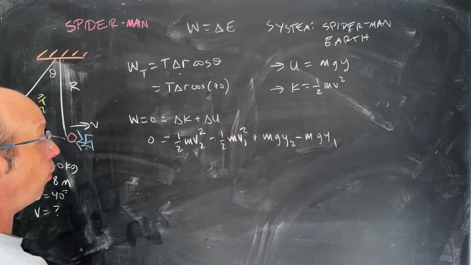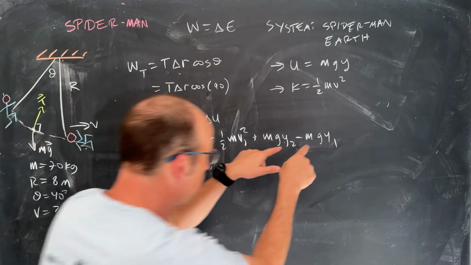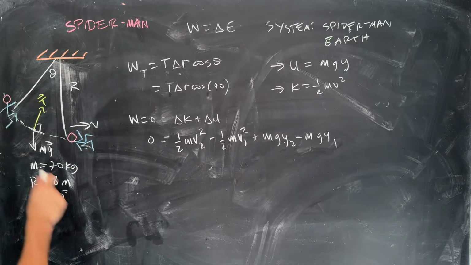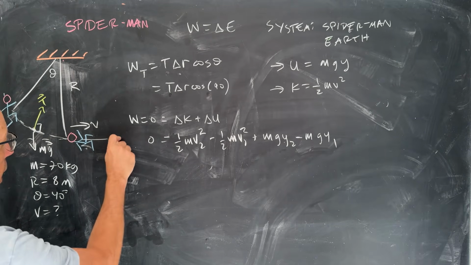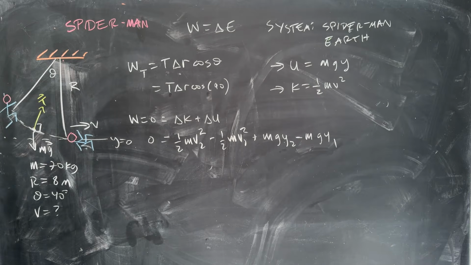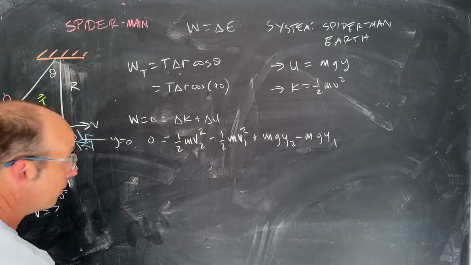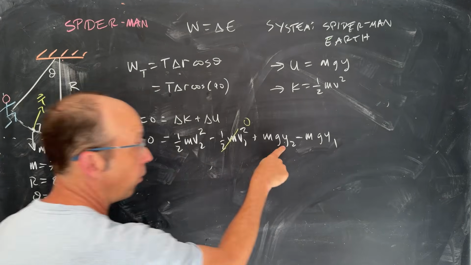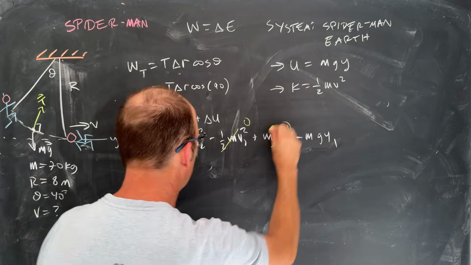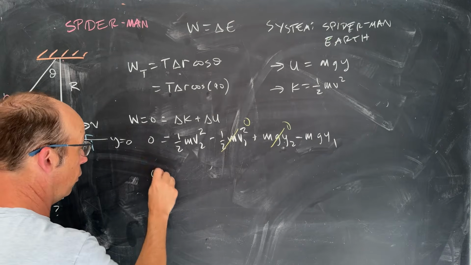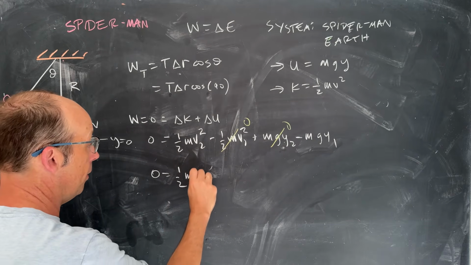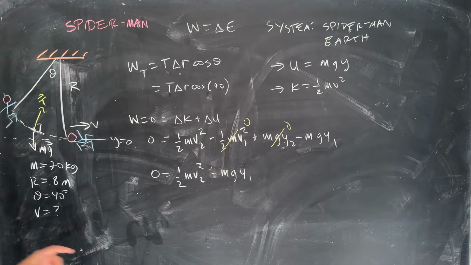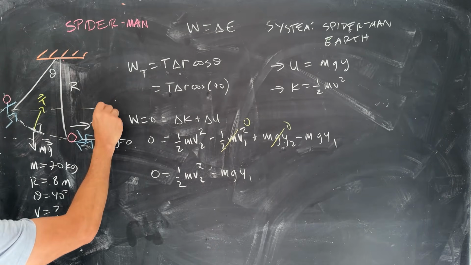So we need to pick where y is equal to 0 before we can do this, though. It doesn't matter, but we need to pick. Let's pick the obvious answer down here. Let's say y is 0 at the bottom. If that's the case, which one of these things are 0? We already said that's 0. Well, if y is 0 at the bottom, then that's y2, that's 0. So now we have a very nice equation. 0 equals 1/2 mv2 squared minus mgy1, where this is y1.